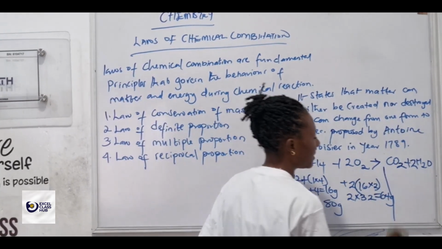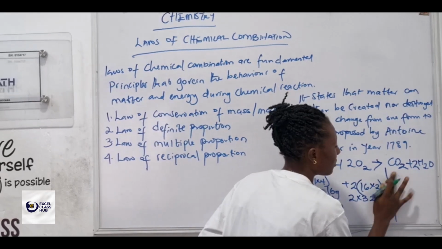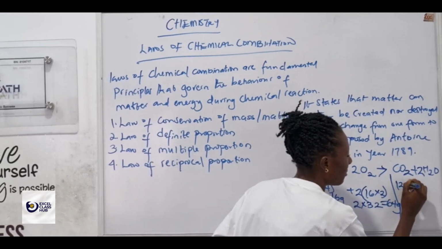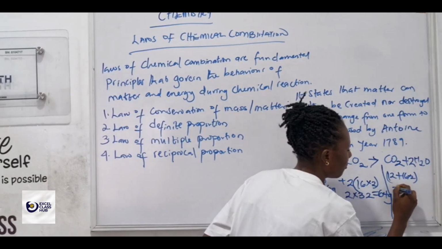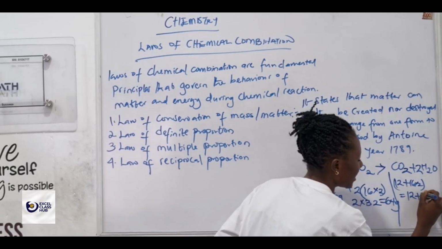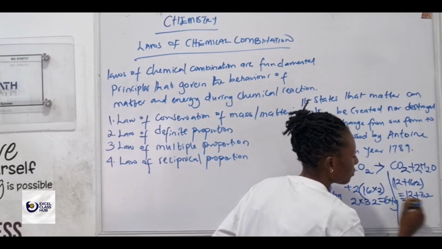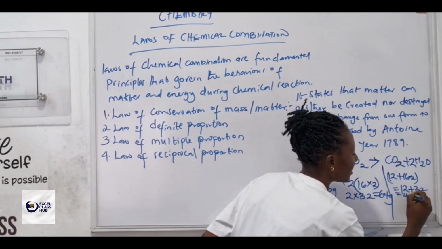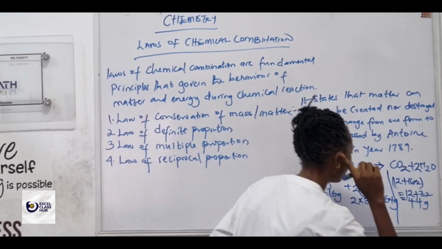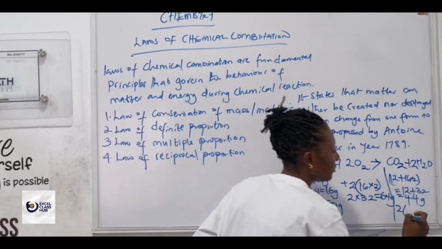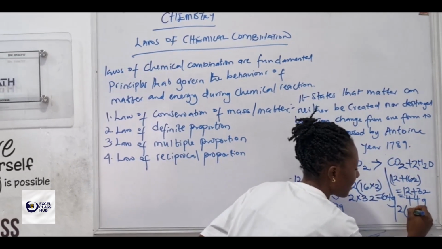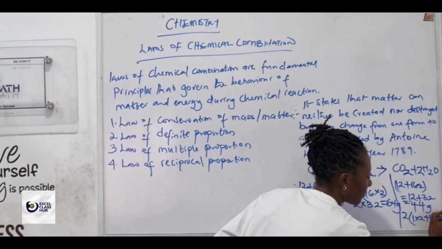We have carbon dioxide, 12 plus 16 times 2, which is equal to 12 plus 32, equals 44 grams, plus water, 2 into brackets, hydrogen is 1 times 2, 1 times 2 plus 16.